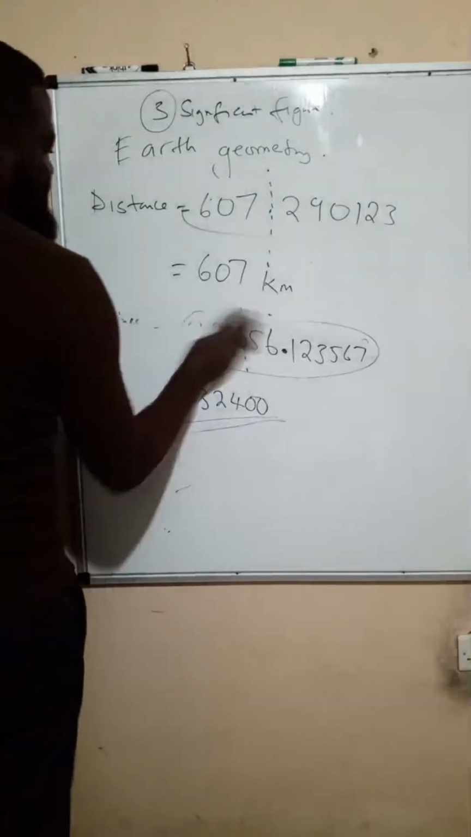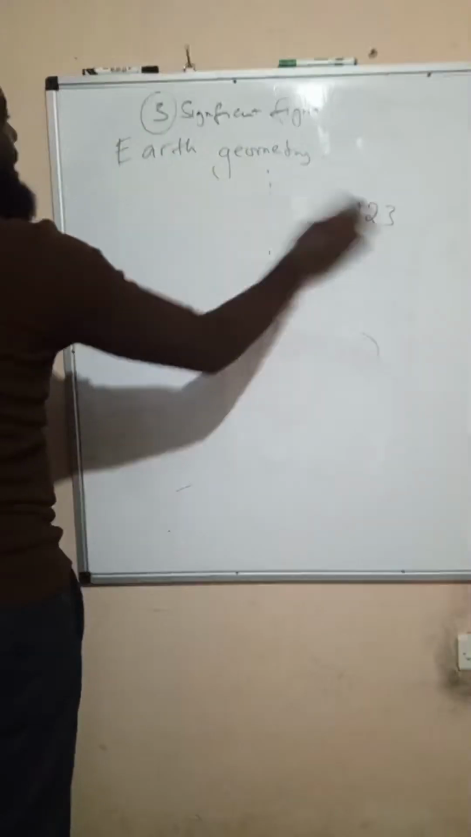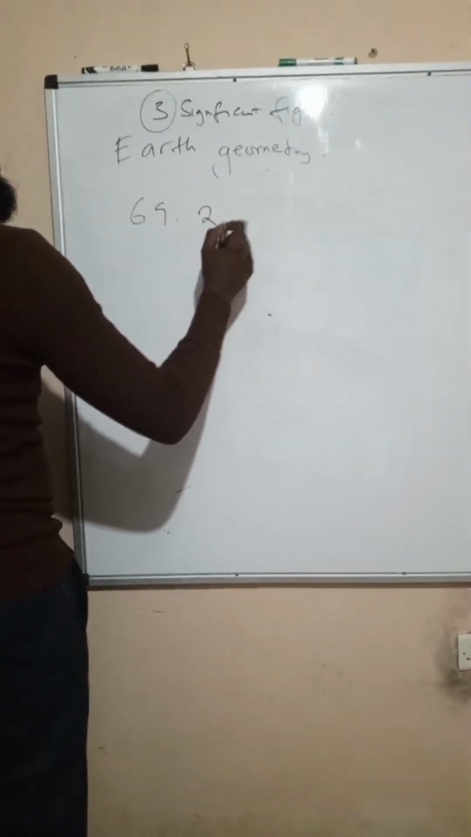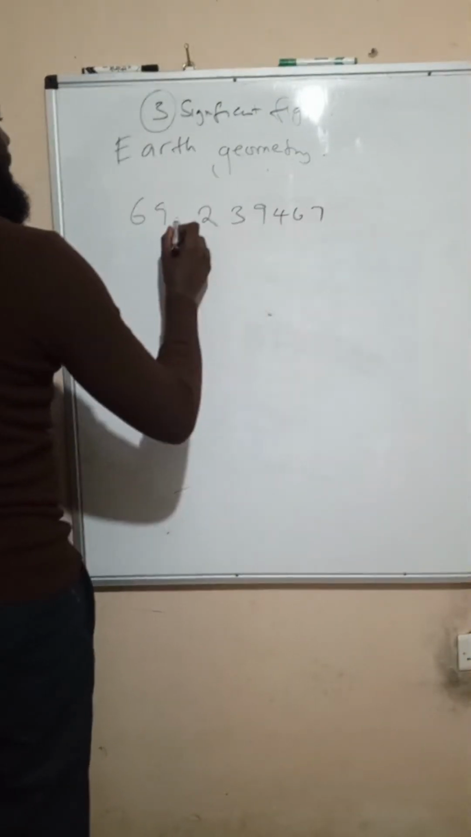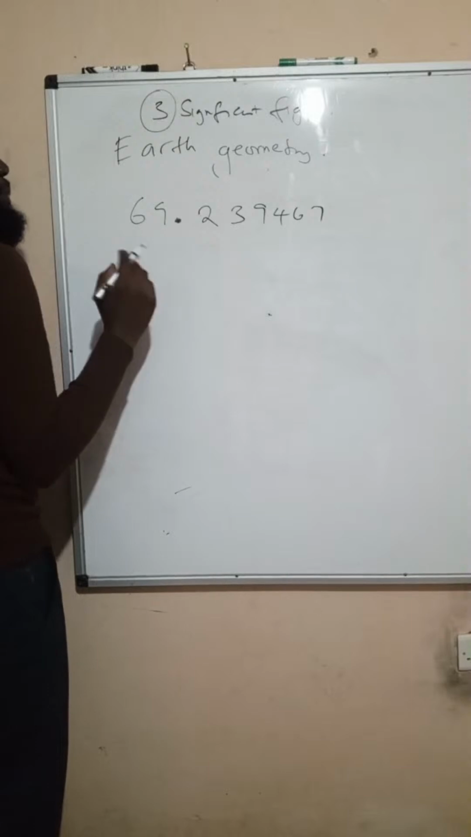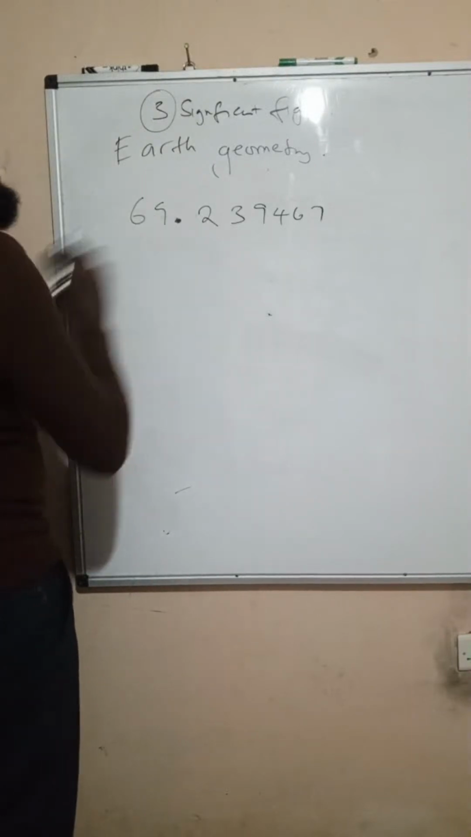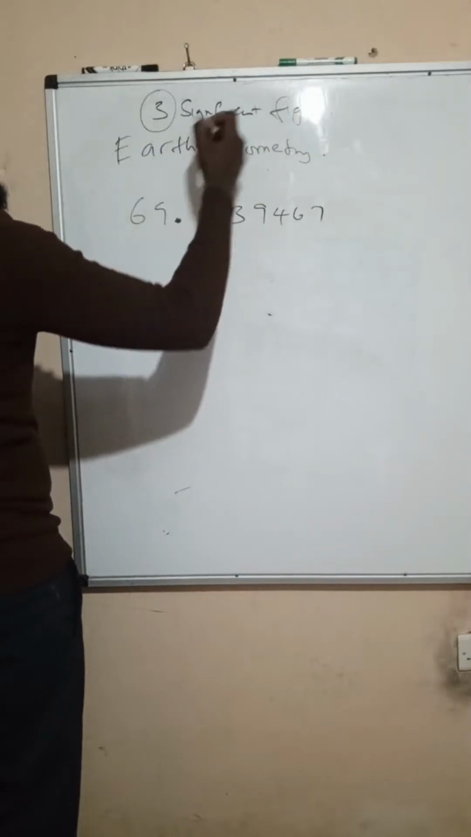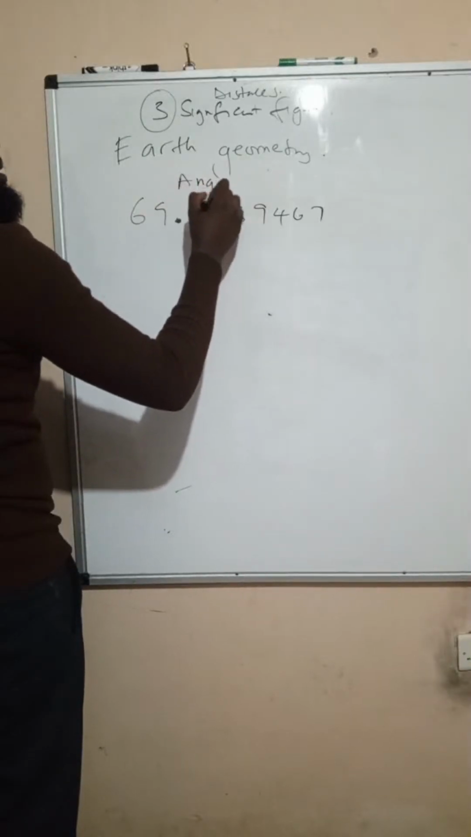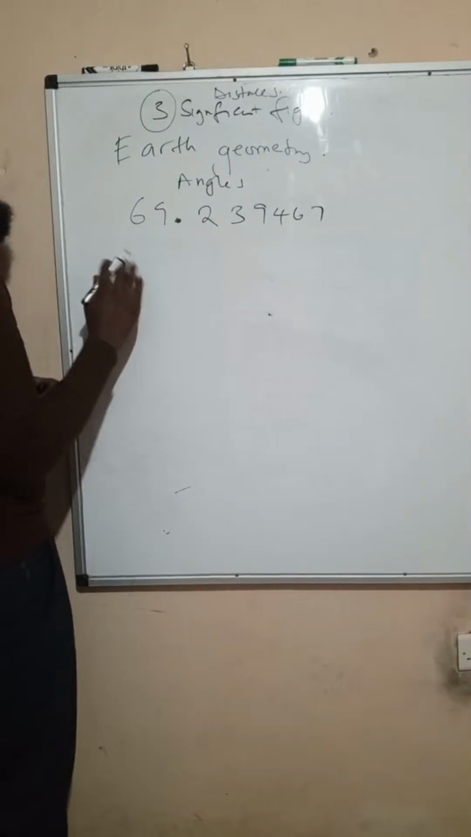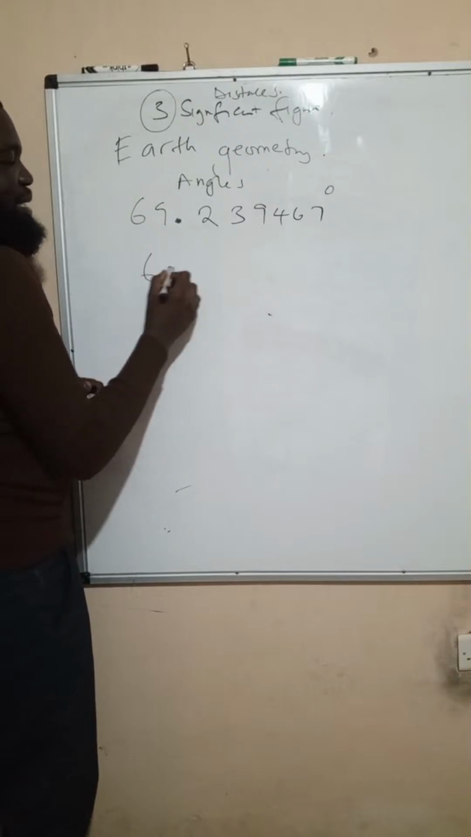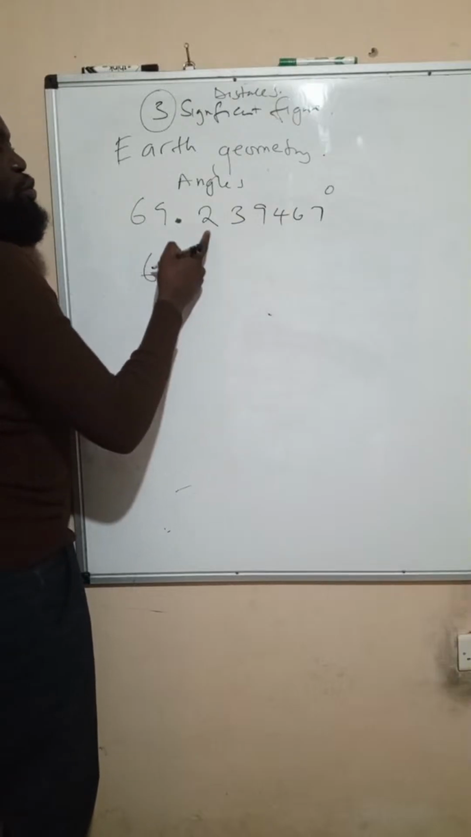And then for the angles, this is for the distances. For the angles, they said you round off to 1 decimal place. So for example, if your angle is 69.239467, when you are rounding off, you always just round off to 1 decimal place. The first part was for the distances. This is now for the angles. Okay? If your answer for the angle is 69 degrees, you write your 69 like this, but you round off to 1 decimal place.